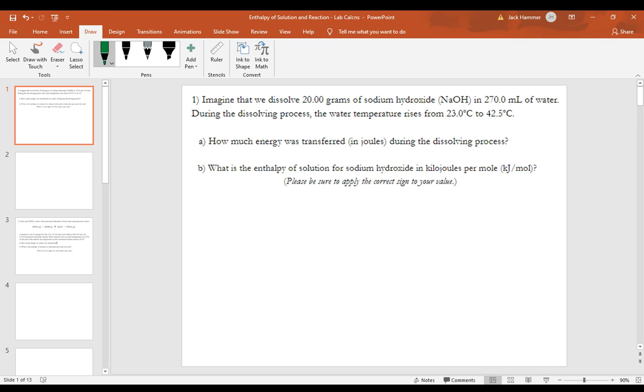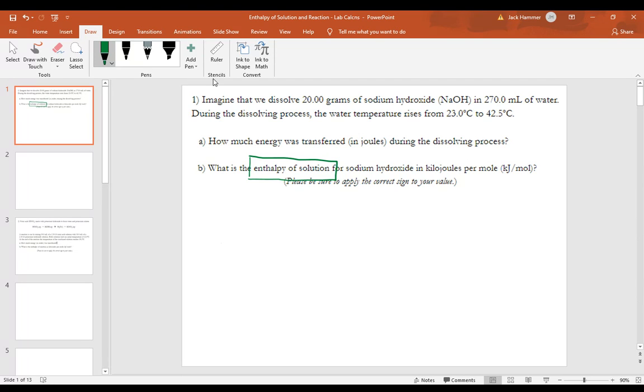Okay, good morning. All right, let's take a look at number one here. This is just a dissolving a solid in water problem, and we're going to calculate the amount of heat that's released, and then see if we can figure out the enthalpy of solution. So that's the final objective ultimately in these kinds of problems. Okay, so let's take a look.